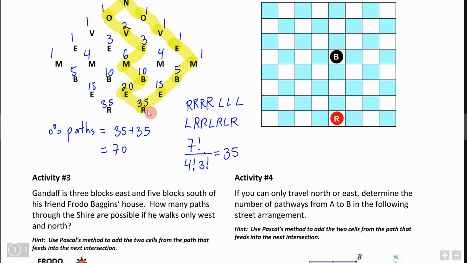And then again, don't forget that you could also get to this other R. If it's an "or" problem, you have to add 35 plus 35, and that's where you get the 70.